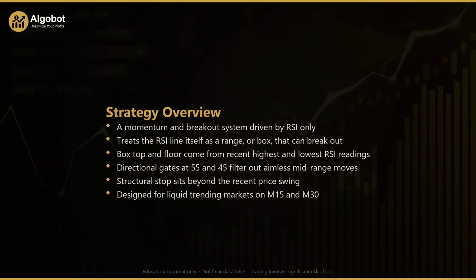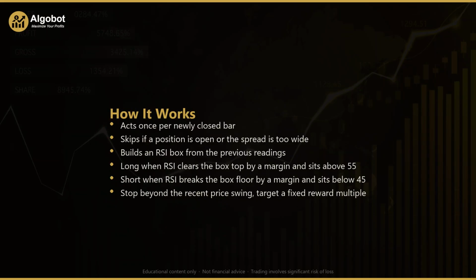This approach is designed for liquid, trending instruments. The notes suggest pairs like the British pound against the US dollar or gold against the dollar on the 15-minute or 30-minute time frames, where clean momentum moves are common. It's best suited to traders who are curious about breakout and momentum styles and who prefer structural, rule-based logic over discretionary guesswork. Remember, this is educational information only, not financial advice. And like every approach to the markets, it carries real risk, and losing trades are a normal part of the picture. Let's walk through the exact logic step by step.